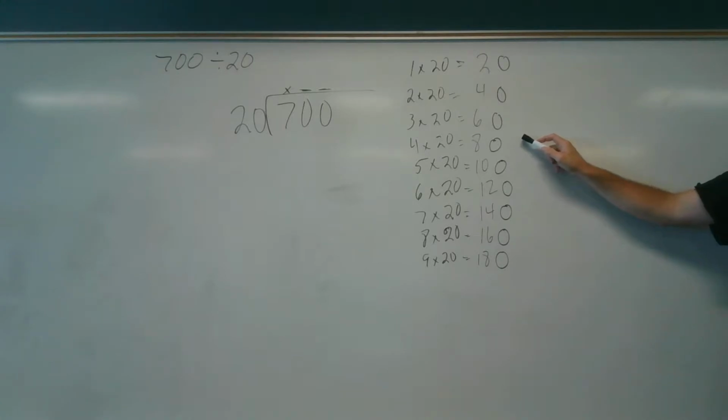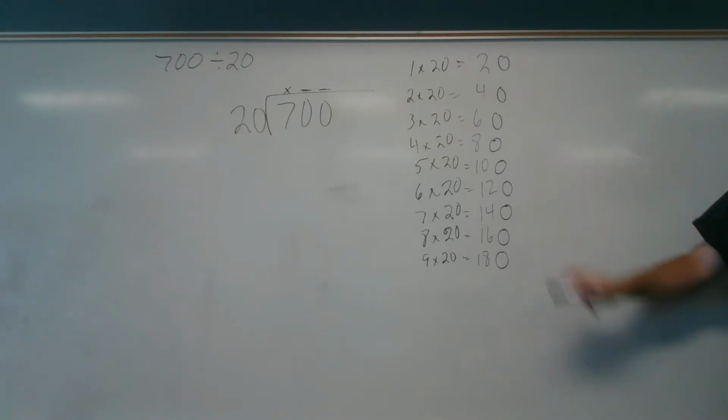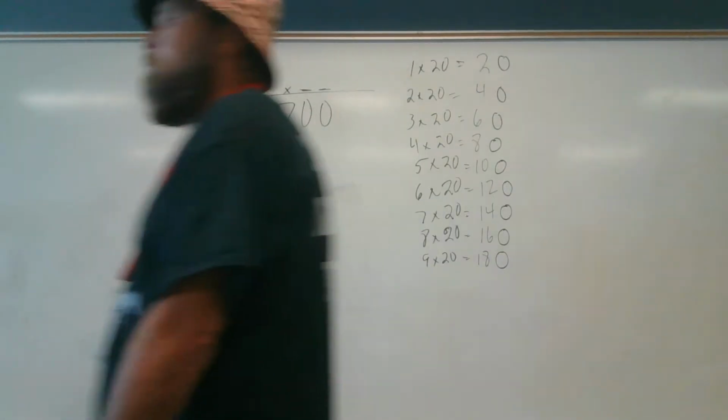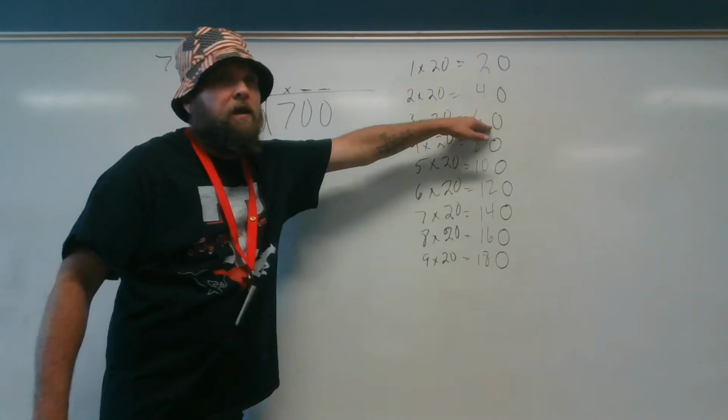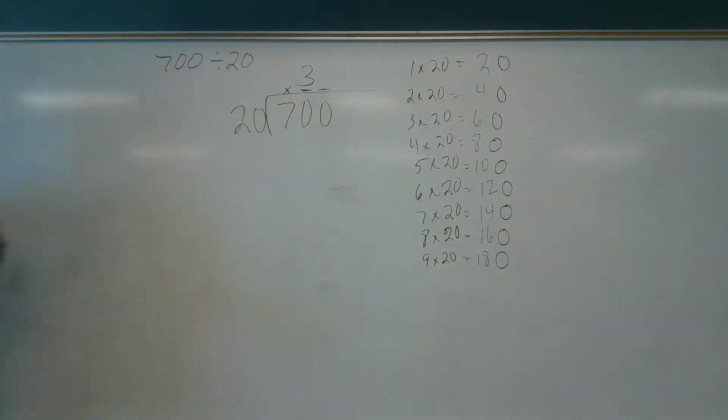You're not stopping me, Trent, because this is too big. Right, because 80 is more than 70. 60 is less than 70, but it's as close as I can get. So 3 goes up here.